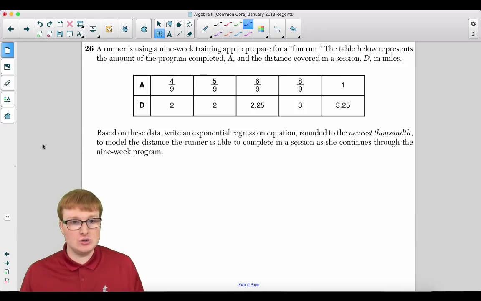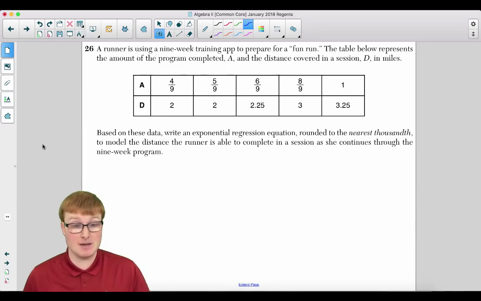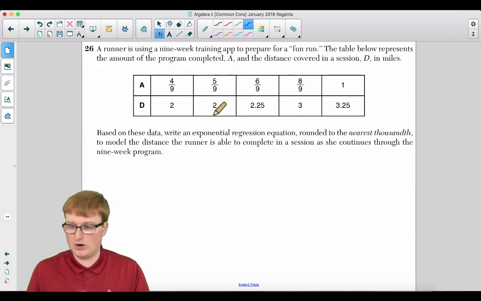A runner is using a 9-week training app to prepare for a fun run. The table below represents the amount of the program completed, A, and the distance covered in a session, D, in miles. Based on these data, write an exponential regression equation, rounding everything to the nearest thousandth to model the distance the runner is able to complete in a session as she continues through the 9-week program.